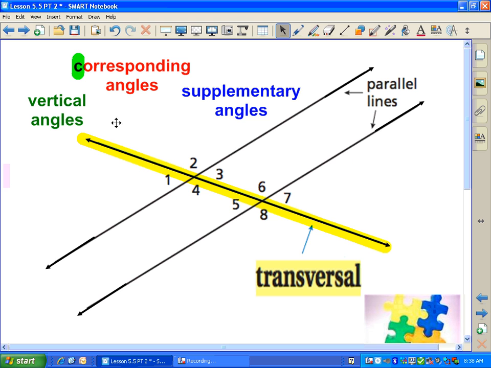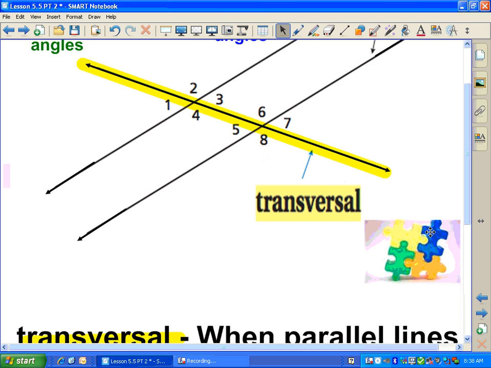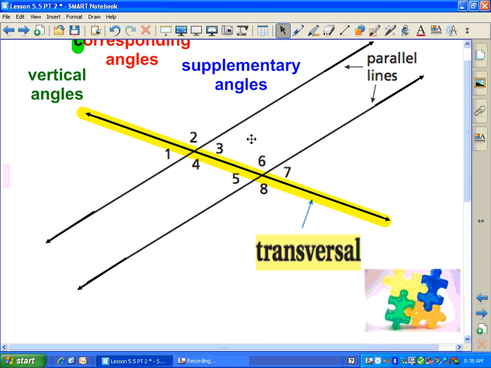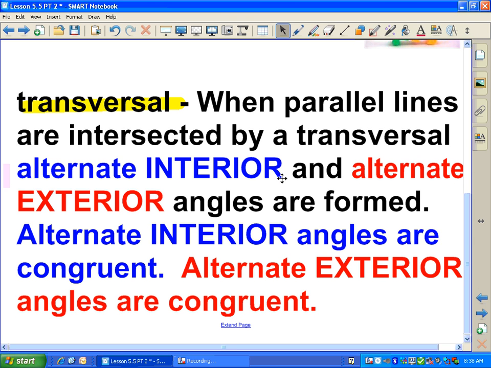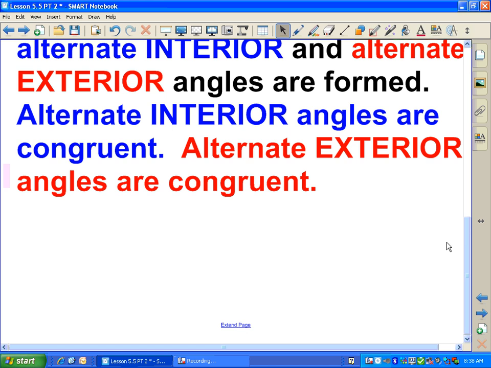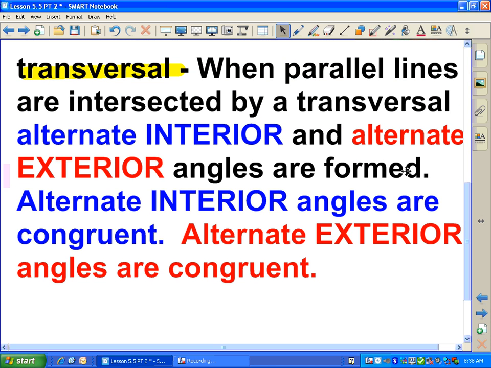We also talked about how you can use corresponding angles, vertical angles, and supplementary angles to solve for the given angles in the problem. We said it was kind of like a puzzle. Once you get one, start filling in the rest of the pieces to the puzzle. All right. Today, we're going to say that when parallel lines are intersected by a transversal, alternate interior and alternate exterior angles are formed.